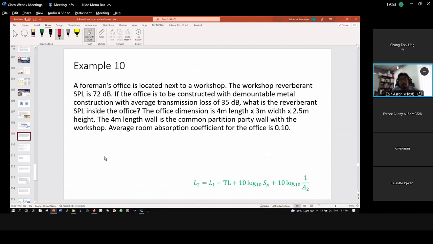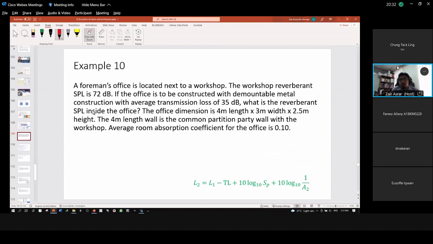So for example, we have something like this. We have a foreman's office located next to a workshop, and we're told that the workshop has a reverberant sound pressure level of 72 dB. Reverberant means it's a constant sound pressure level in this particular workshop. And we were told that the office has a wall made of demountable metal construction with an average transmission loss of 35 dB.